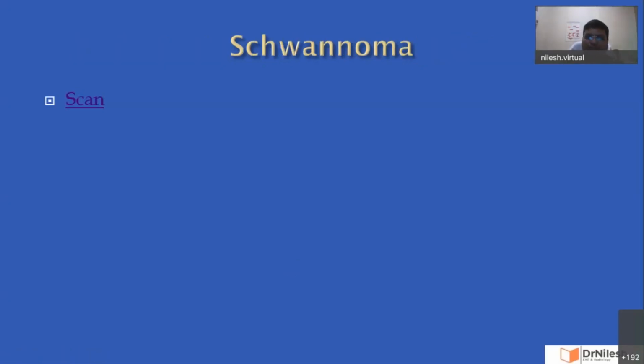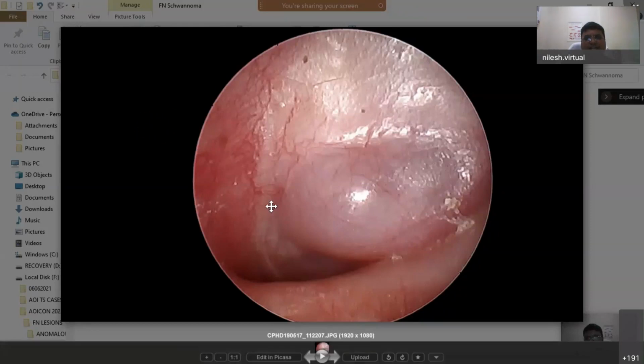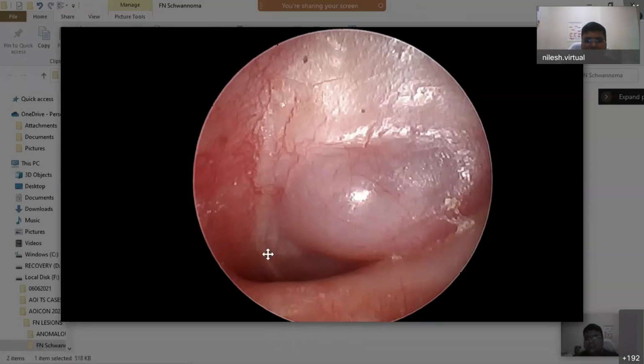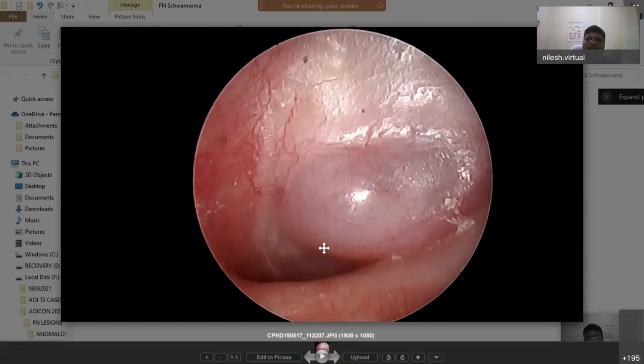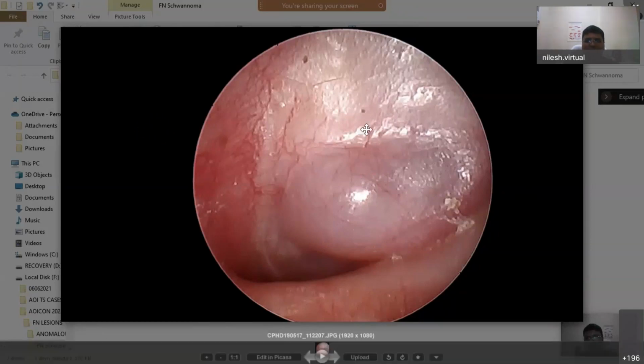Next is schwannoma. Schwannoma, all of us know the MRI with gadolinium contrast is mandatory for schwannoma. You can see this is the right temporal bone, the right ear. You can see the anterior canal wall bulge is there, small. You can trace out the annulus here. No malleus, no incus. You can see a smooth globular mass occupying almost the upper three-fourths of the tympanic membrane, and it is going more anteriorly, and even in the superior part you can see some white bulge.